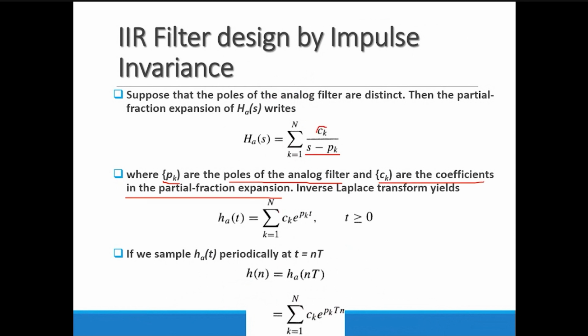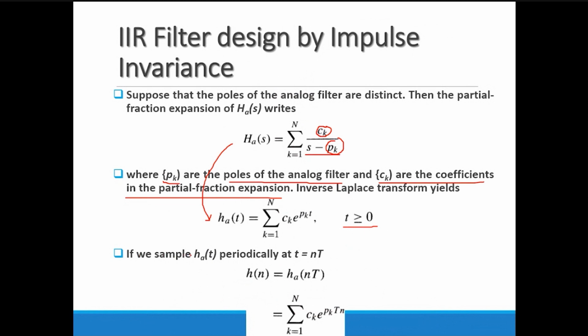So two terms we have added, that is ck in the numerator and pk in the denominator. pk represents the poles of the analog filter and ck are the coefficients in the partial fraction expansion. If pk is not given directly, you can apply the partial fraction expansion and calculate its value. Okay, so when we apply the inverse transform to this function, we get the equation ha(t) equal to summation from k equal to 1 to N of ck e raised to pk t, where t is greater than or equal to 0.